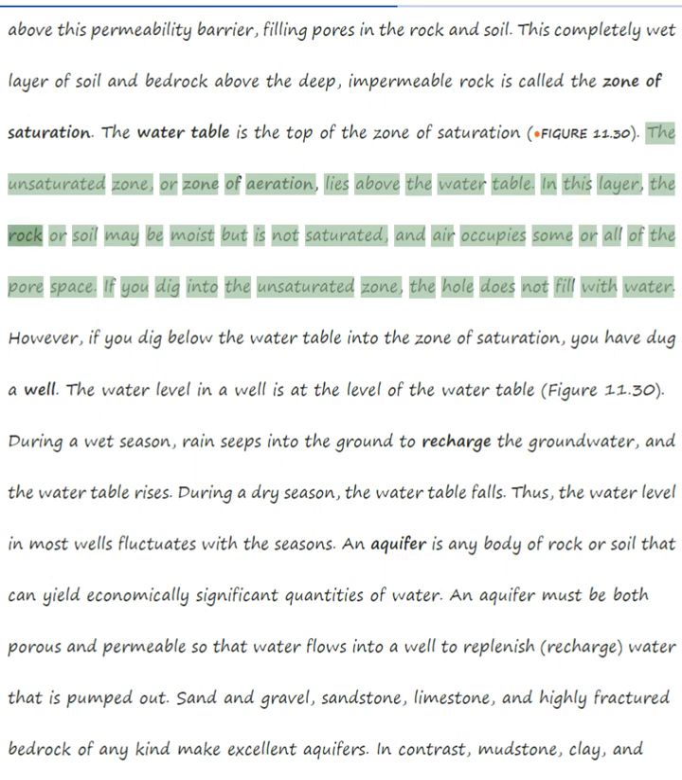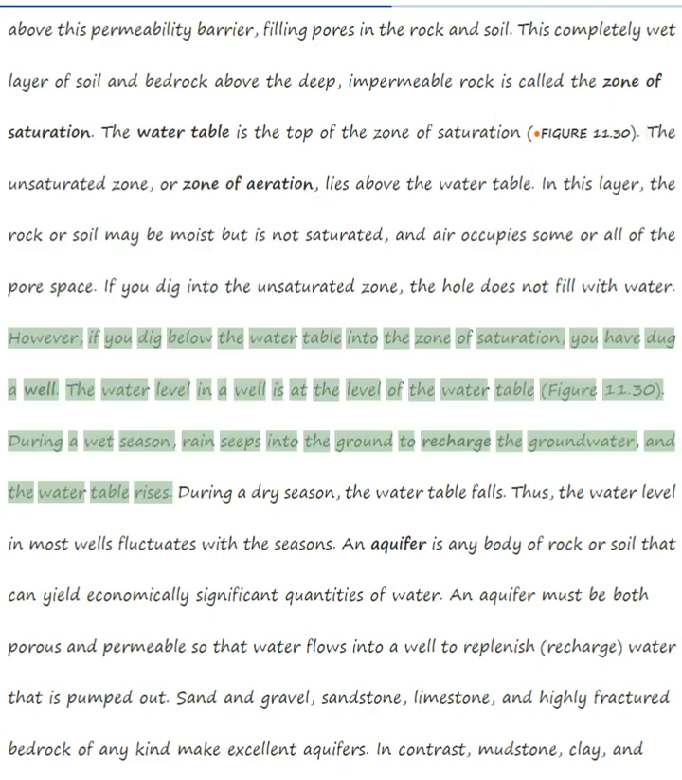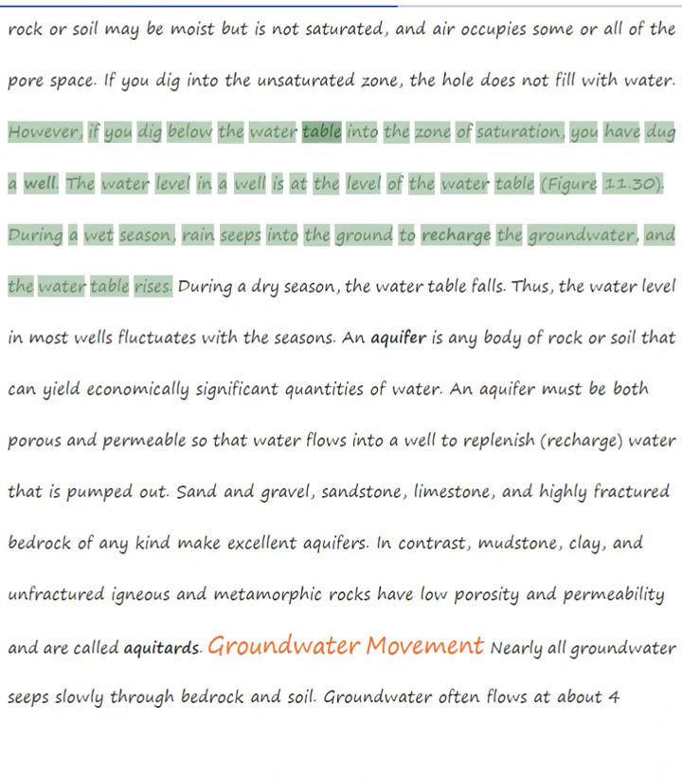In this layer, the rock or soil may be moist but is not saturated, and air occupies some or all of the pore space. If you dig into the unsaturated zone, the hole does not fill with water. However, if you dig below the water table into the zone of saturation, you have dug a well. The water level in a well is at the level of the water table.